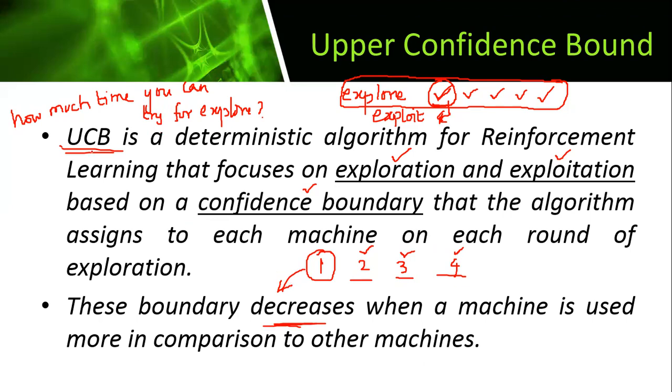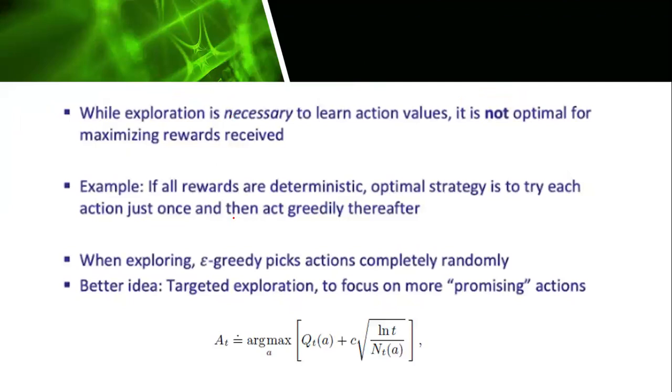So this is an explanation for upper confidence bound. It focuses on exploration and exploitation. It is based on a confidence boundary. Now let us look at the equation for the upper confidence bound.